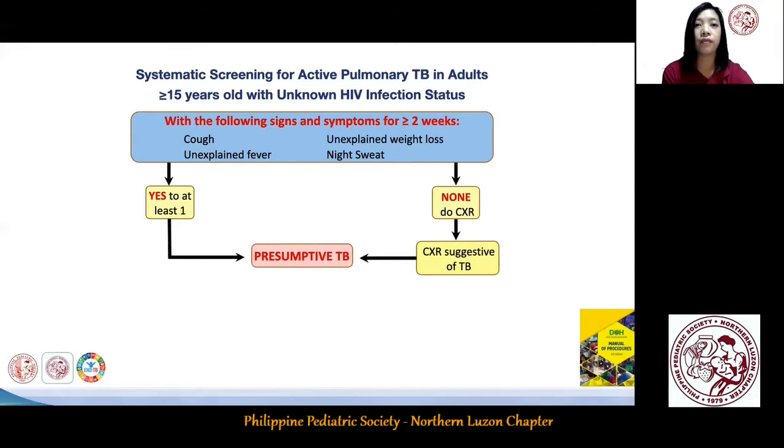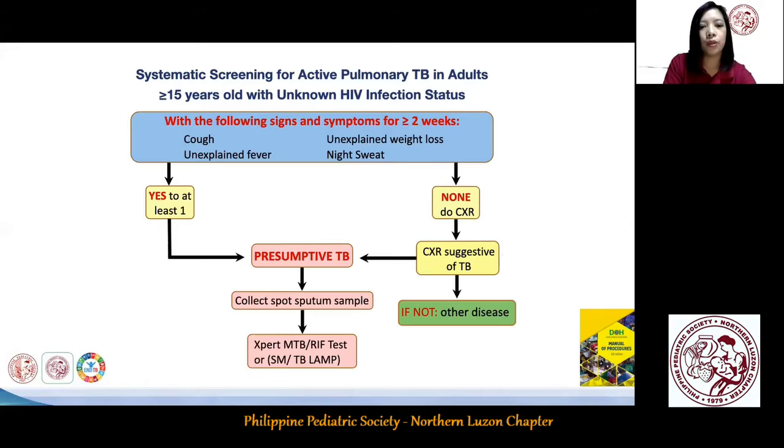If none, then you can request for a chest X-ray, because there's actually a DOH promotion where they are advocating aggressive TB case finding in adults, which they refer to as chest X-ray for all adults. If your chest X-ray is suggestive of tuberculosis, then you can also consider this patient as having presumptive TB.